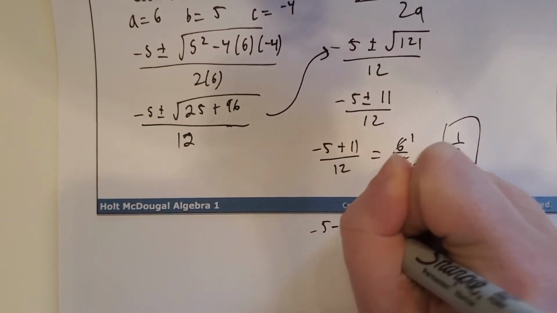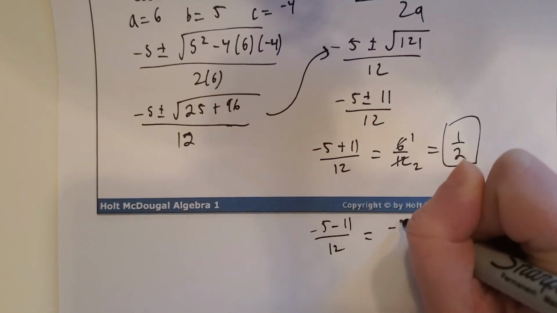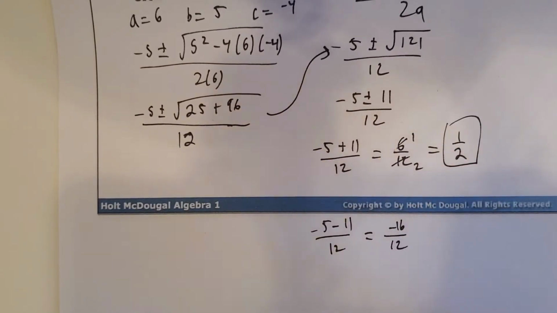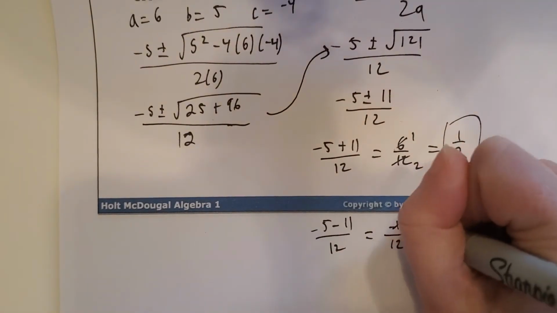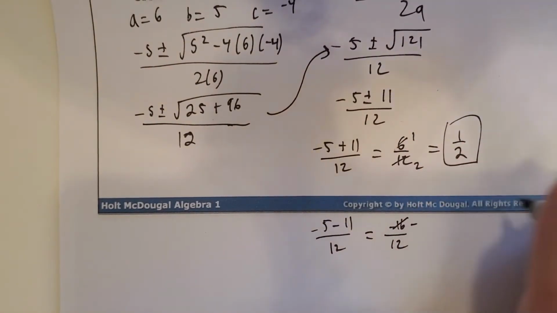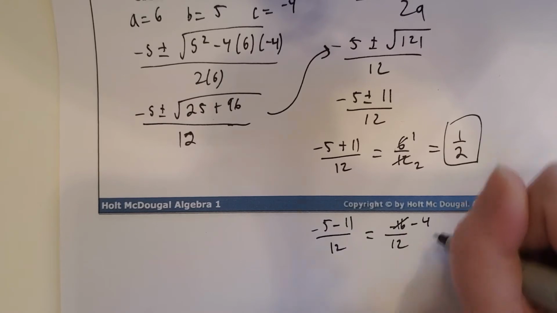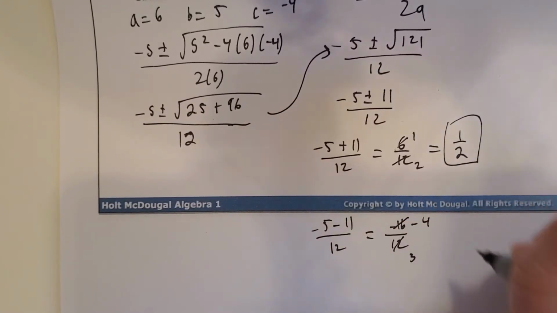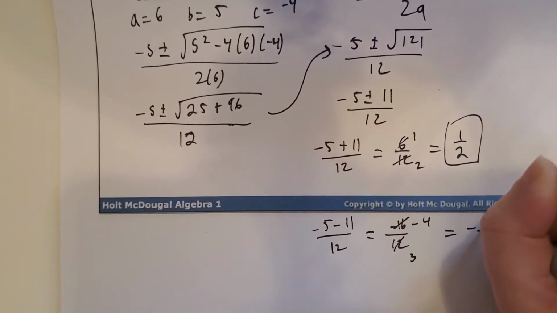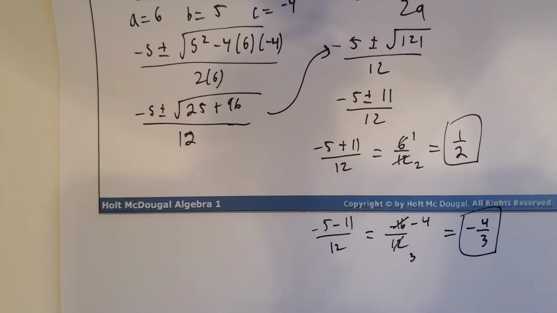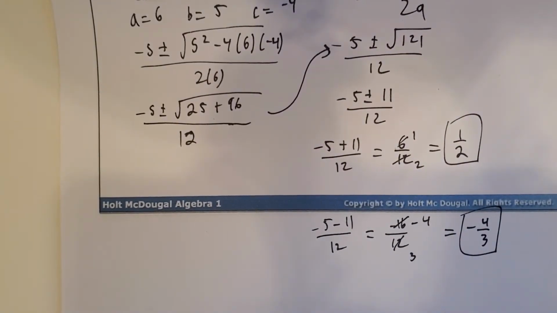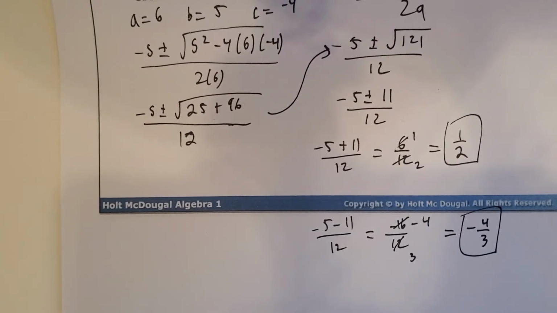Negative 5 minus 11 over 12 is negative 16 over 12. Those are both divisible by 4. So negative 16 divided by 4 is negative 4. And 12 divided by 4 is 3. So this simplifies to negative 4 over 3. And that is your other final answer. Okay? Okay.